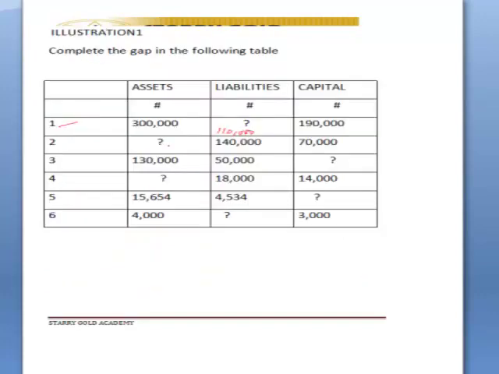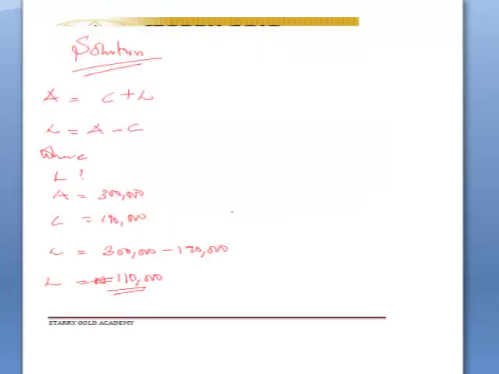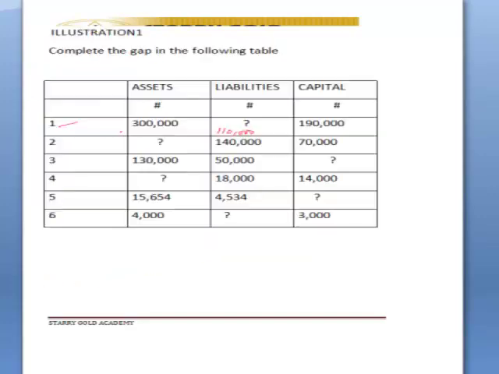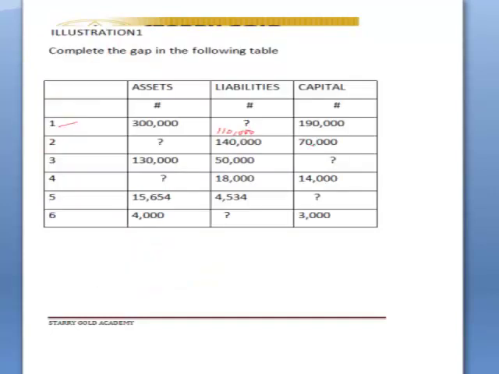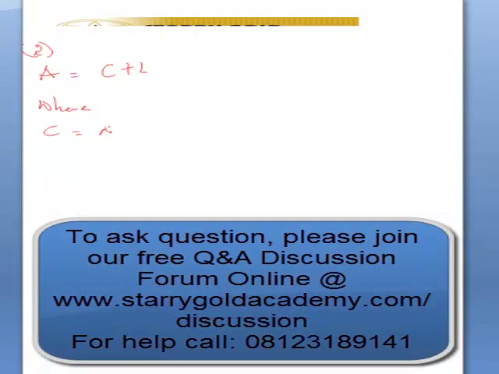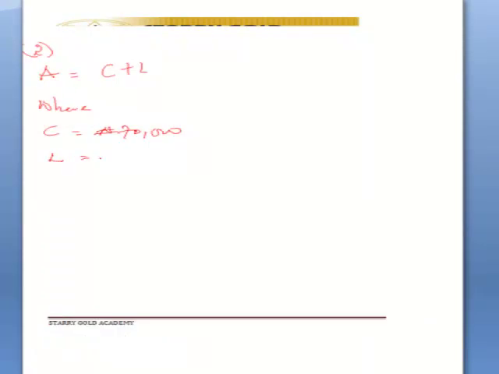We are looking for A in question number 2. So solution 2, looking for A, therefore A is what? Capital plus liability. That is the accounting equation. Capital plus liability, where C is 70,000 and L is 140,000.